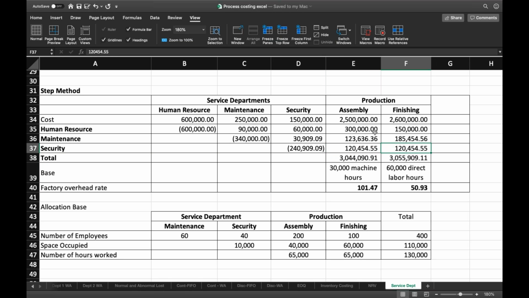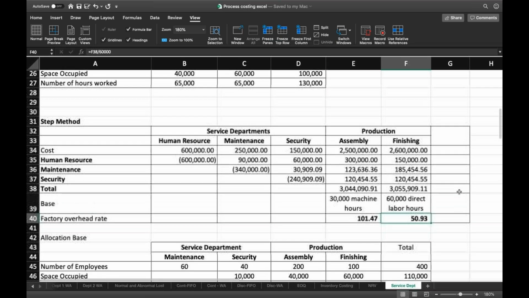That's 120,454.55. And then you add up all the factory overhead costs in the assembly department and the finishing department. For assembly, we have 3,044,090.91. For finishing, we have 3,055,909.11. So divide again into the base. For assembly, that's 30,000 machine hours. We will get 101.47 predetermined overhead rate. For finishing, that's 50.93.